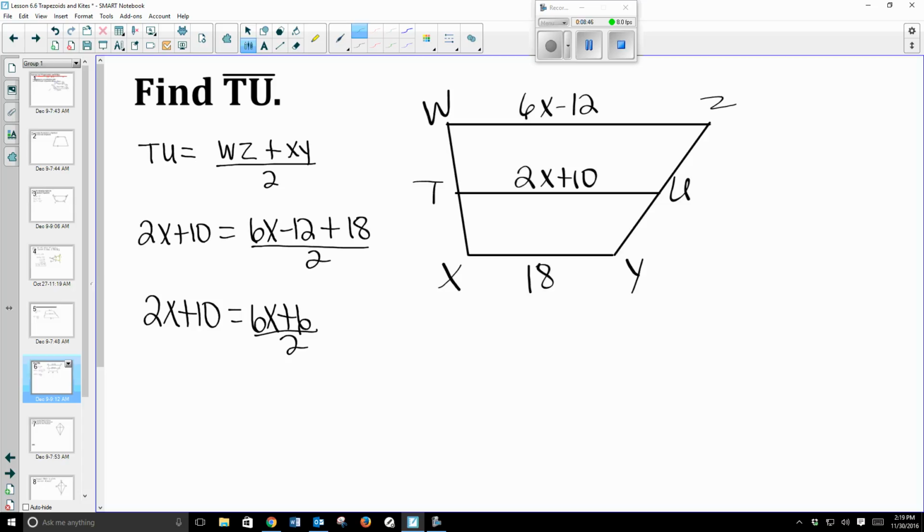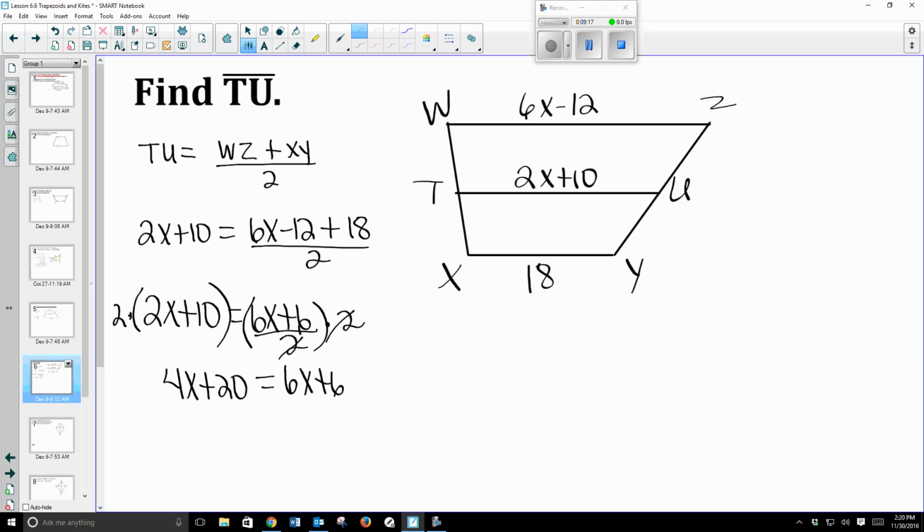Next, we want to get rid of the 2 in this denominator, so we can multiply both sides by 2. When I multiply this side by 2, it'll just cancel, and when I multiply this side by 2, I actually have to put it in parentheses because I'm multiplying the whole thing. I'm doing that over here too, so I could show it that way. So when I multiply this by 2, I get 4x plus 20 equals 6x plus 6.